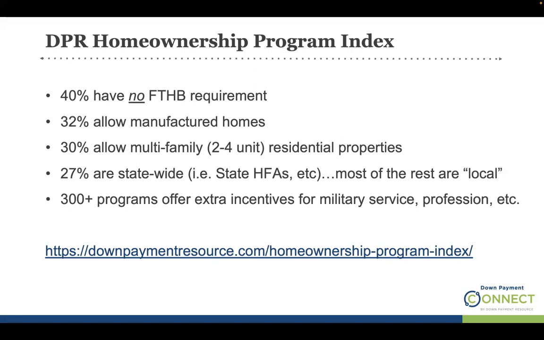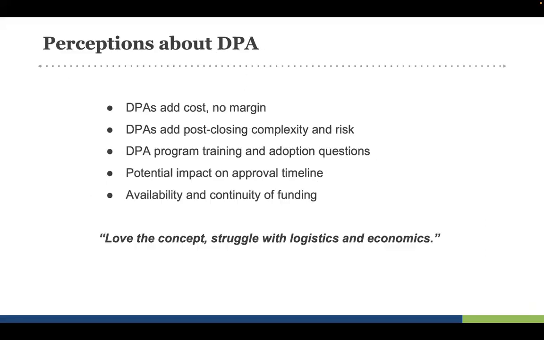32% of homebuyer programs allow manufactured homes. 30% of homebuyer programs allow multifamily or 2, 3, or 4 unit residential properties. So duplex, triplex, quadplex, right? Remember that, because we're going to talk about inventory as one of the big obstacles. 32% of DPAs allow manufactured homes, 30% allow multifamily residential properties. And about 27% of all programs are statewide, which essentially means they come from your state housing agencies. All the rest are basically local. And there are well over 300 programs that offer extra incentives or unique opportunities for those who have served in the military or perhaps work in certain professions. And again, that all comes from our Homeownership Program Index, and we're quoting from the most recent Q1 2023, and the next one will be out soon.